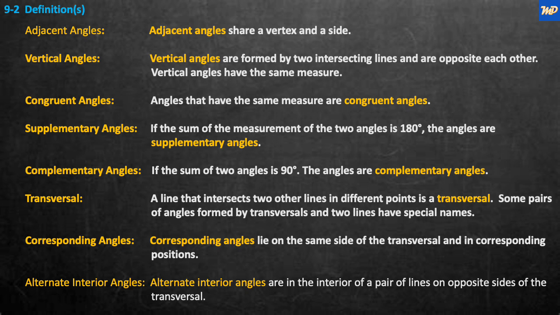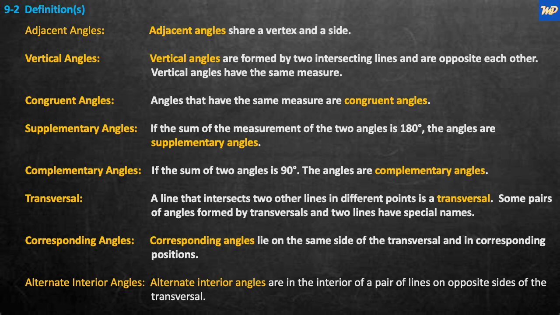Okay, let's look at some definitions. Adjacent angles share a vertex and a side. Vertical angles are formed by two intersecting lines and are opposite each other. Vertical angles have the same measure. Congruent angles: angles that have the same measure are congruent angles. Supplementary angles: if the sum of the measurements of two angles is 180 degrees, the angles are supplementary angles. Complementary angles: if the sum of two angles is 90 degrees, the angles are complementary angles.